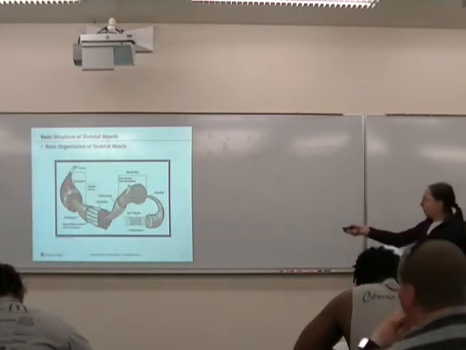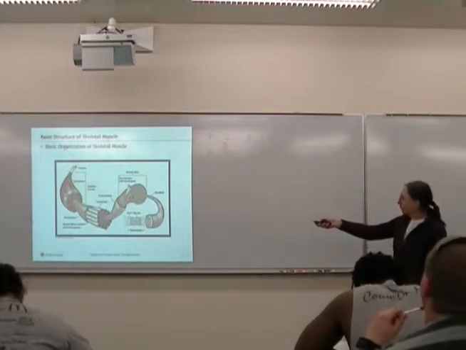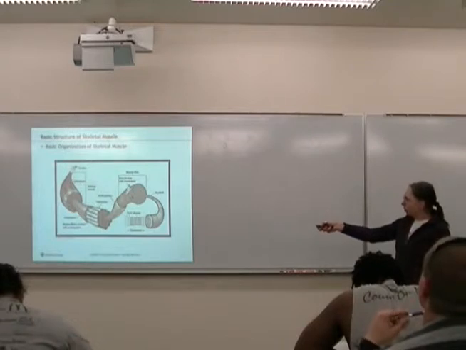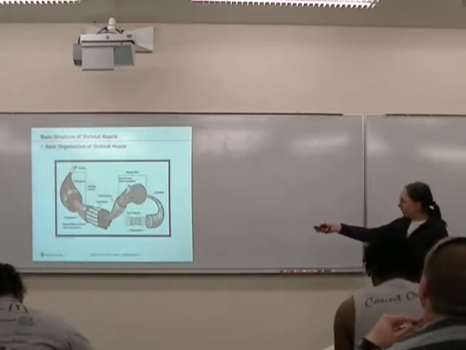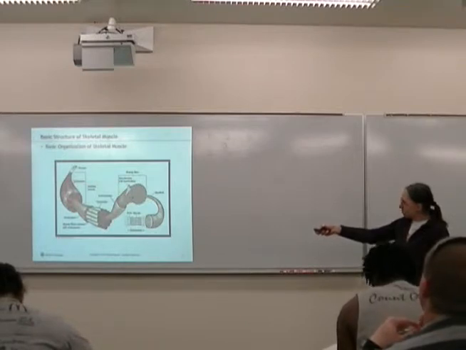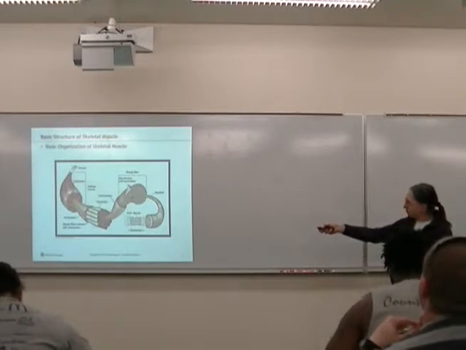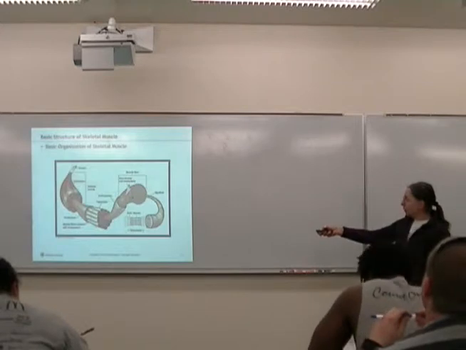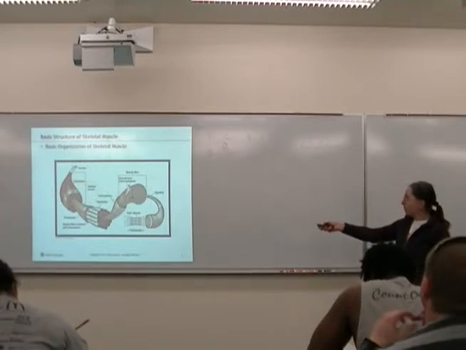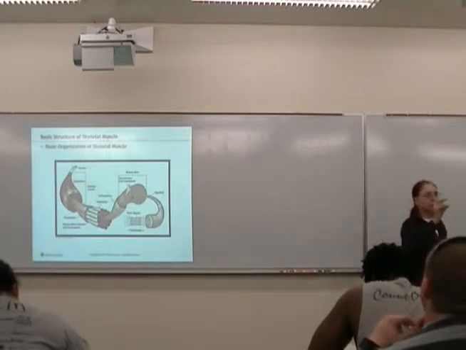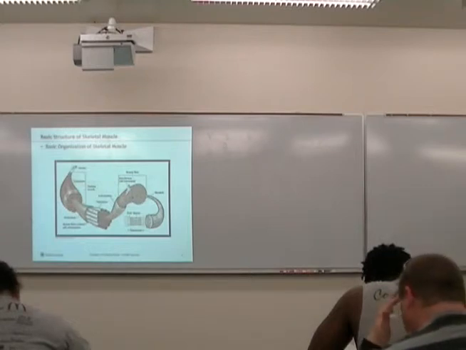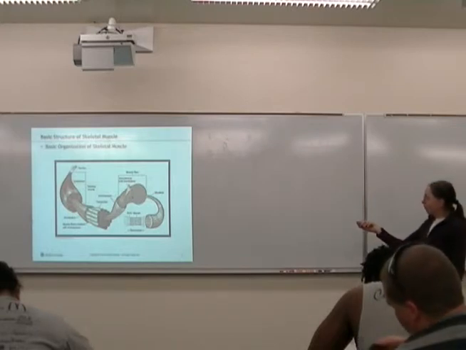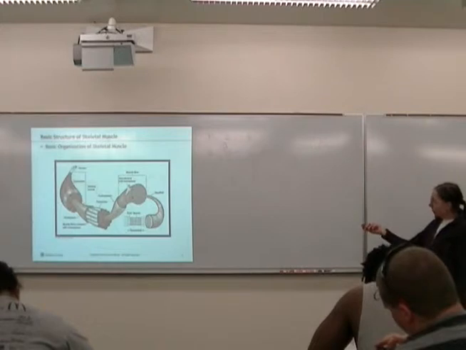Alright, so here's my muscle. If we go down a level, we have the fasciculi, so I have bundles within the muscle. If we go down another level, each of those bundles is made up of lots and lots of muscle fibers. The muscle fiber is a cell. So when we're talking about cells in the muscle, a muscle fiber is a cell. All right, and then if we go down one more level, a muscle fiber is made up of lots of myofibrils.